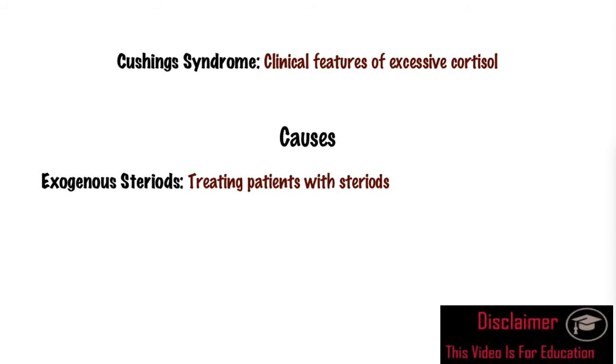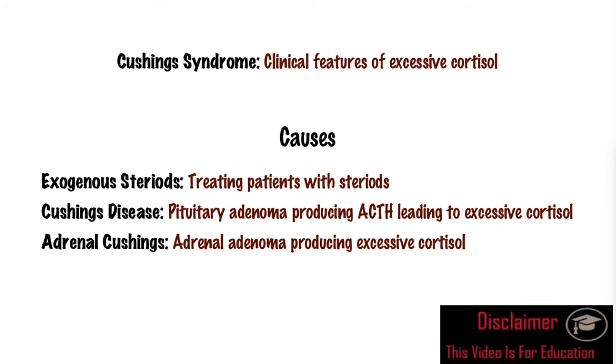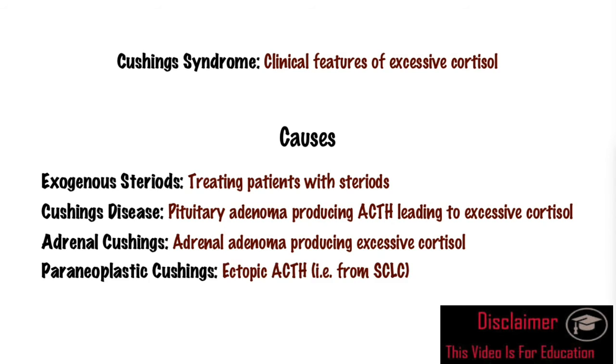Now the next cause, not to be confused with Cushing syndrome, is Cushing's disease. This is where you have a pituitary adenoma, a little tumour within the pituitary gland that's producing excessive amounts of ACTH, which then stimulates the adrenal gland to produce excessive amounts of cortisol. Okay, the next cause is adrenal Cushing's. This is where the adrenal gland has a little tumour or adenoma that itself just produces excessive cortisol without any influence from other hormones.